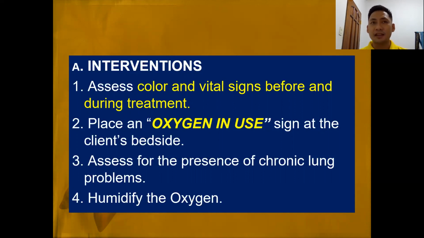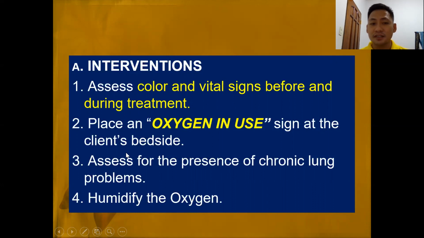And aside from that, if there are evident signs of hypoxia, it could be peripheral or central. For peripheral hypoxia, we will be looking at the nail beds of our patient for signs of cyanosis. And for central cyanosis, in our oral mucosa or the perilabial tissues. Place a label that the patient has oxygen in use and sign at the client's bedside.